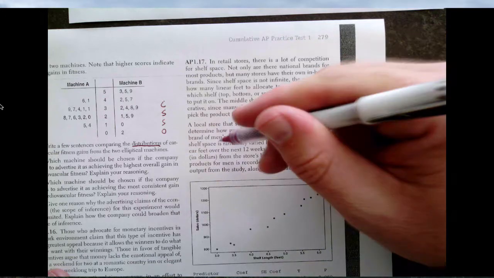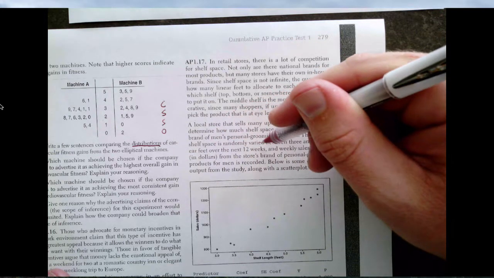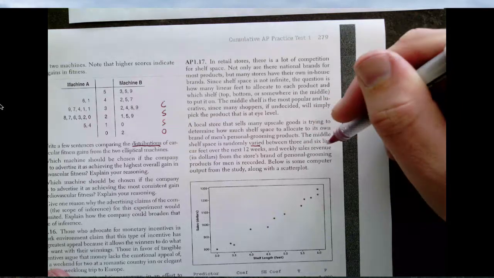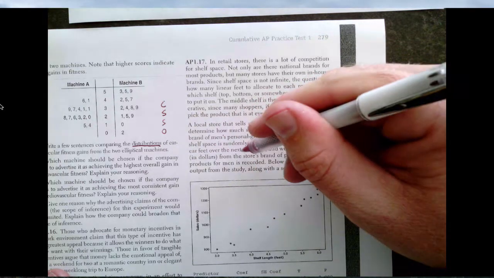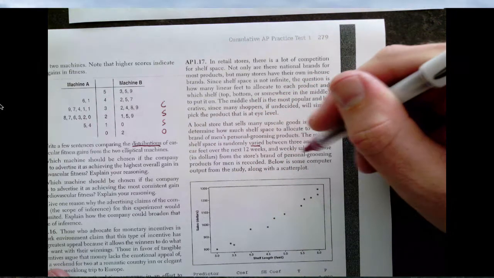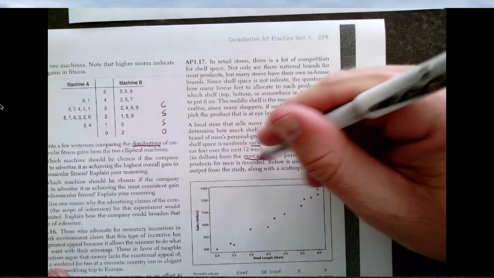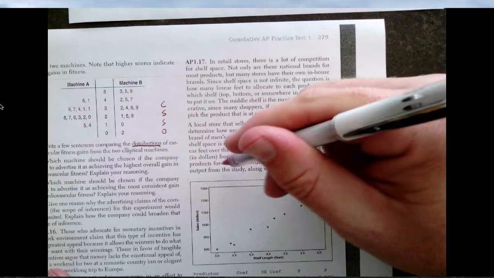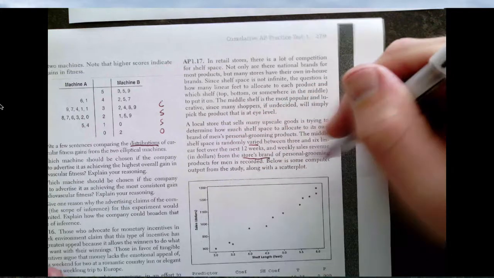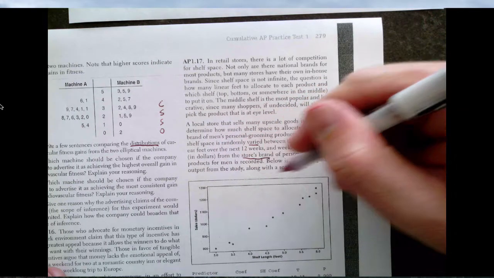The middle shelf space is randomly varied between 3 and 6 linear feet over the next 12 weeks. The weekly sales revenue in dollars from the store's brand of personal grooming products for men is recorded. Below is some of the computer output from the study along with a scatter plot.